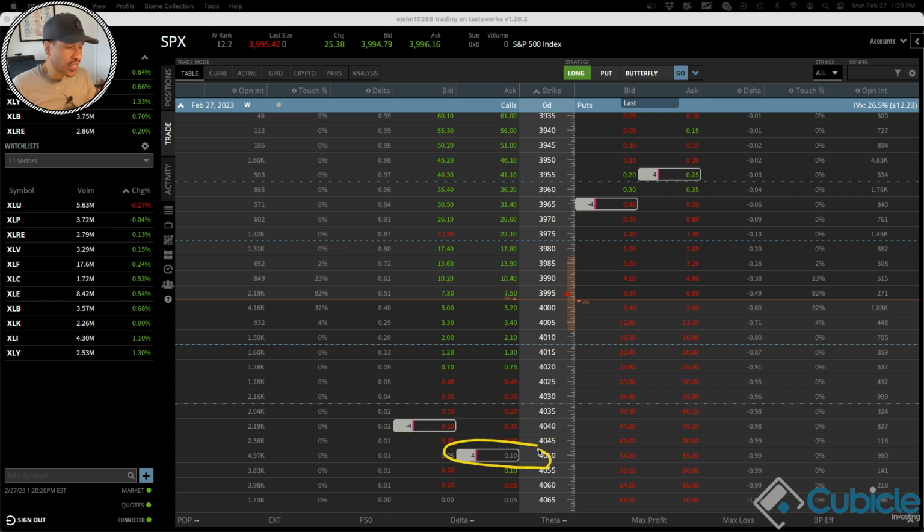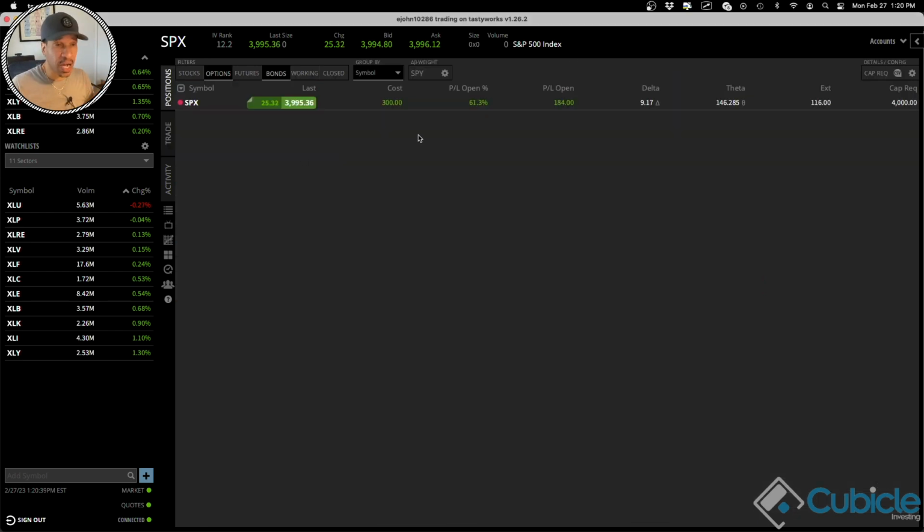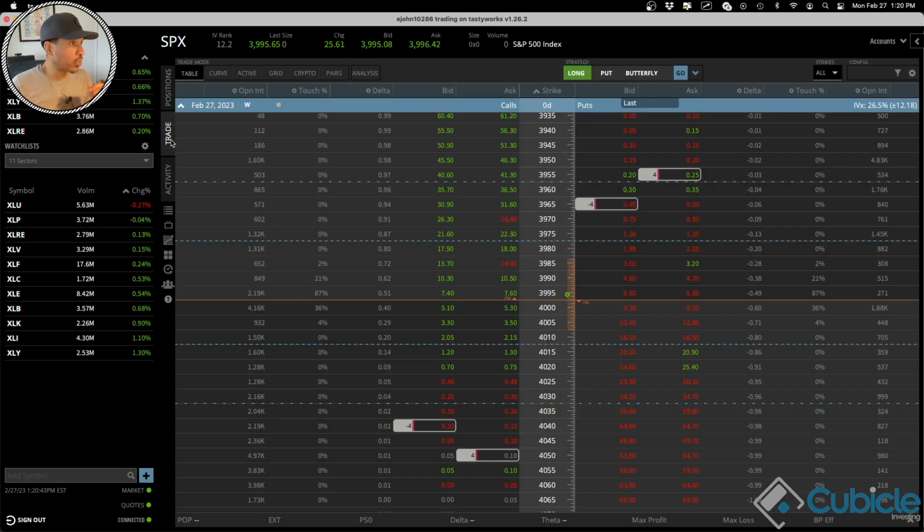Essentially, it's a symmetrical iron condor, meaning that the spread width is the same on the call side as well as the put side, and I'm selling the same number of contracts. The credit that I took in for this iron condor is $300, and that's right in line with what I look to make on a daily basis, which is roughly between $300 to $500.